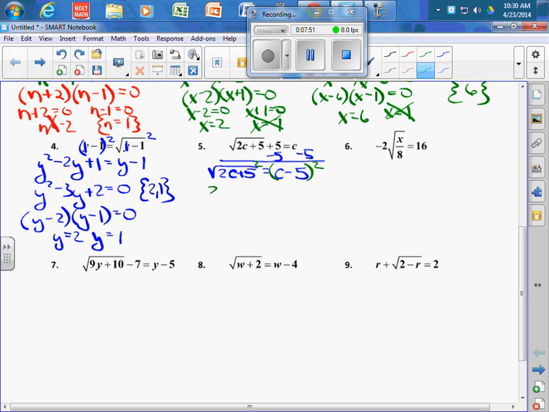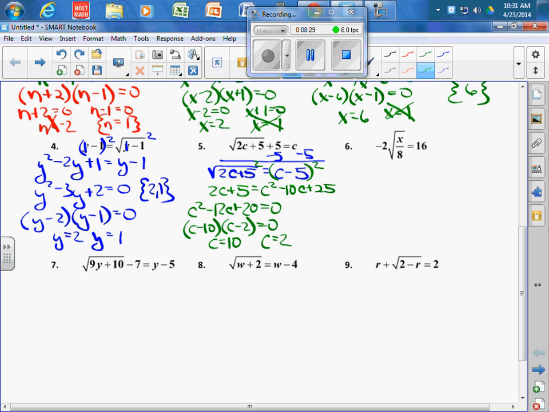Squaring the left side just gets me 2c plus 5. C minus 5 quantity squared is c squared minus 10c plus 25. Now I'm going to subtract 2c from both sides, and I'm going to subtract 5 from both sides. So I'm going to have c squared minus 12c plus 20 is equal to 0. Now I'm going to factor this. I'm going to have c minus 10, c minus 2 is equal to 0, and I get c is equal to 10, and c is equal to 2.